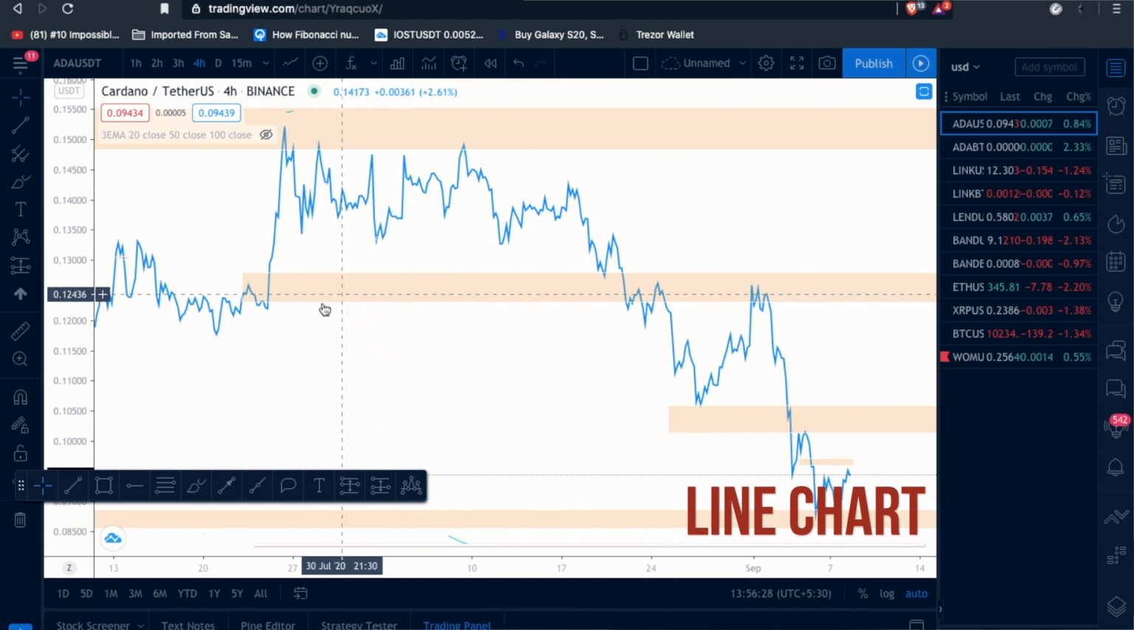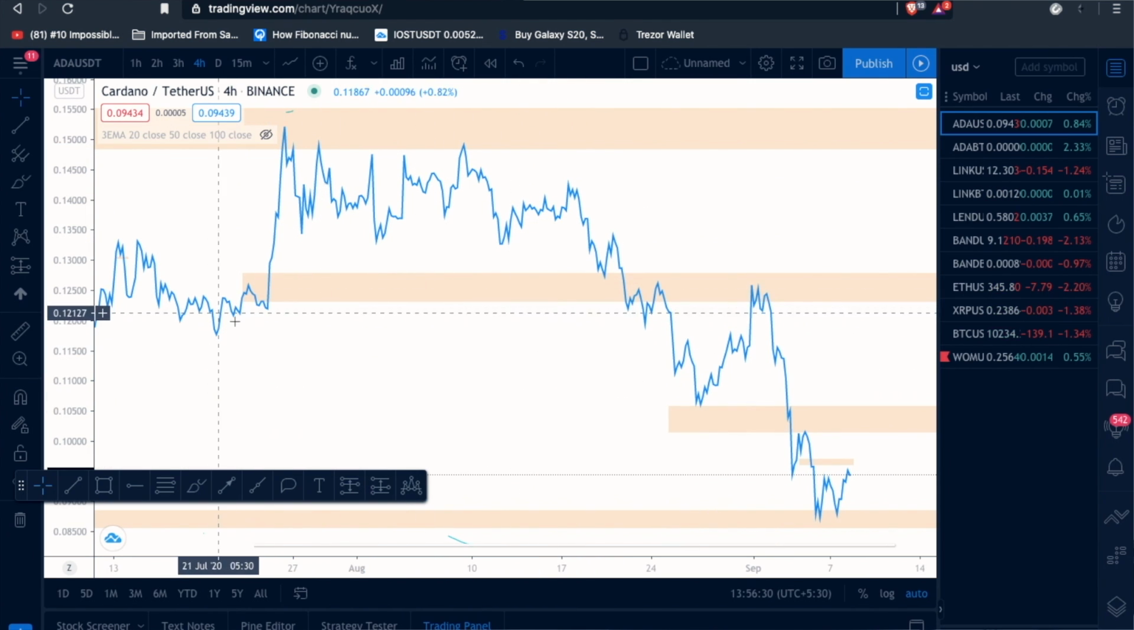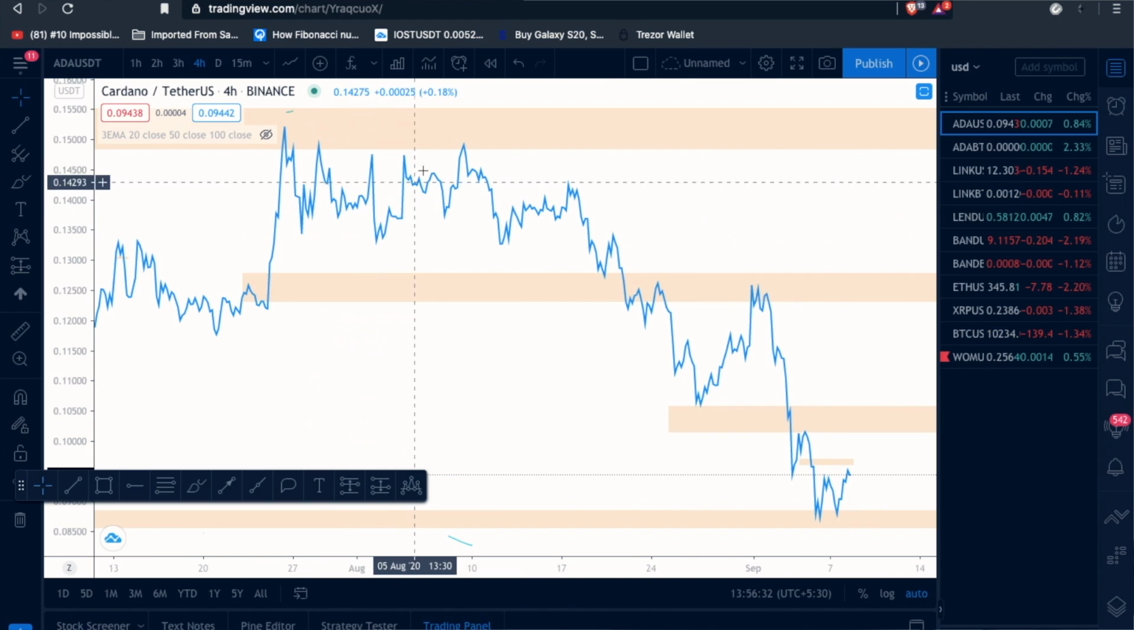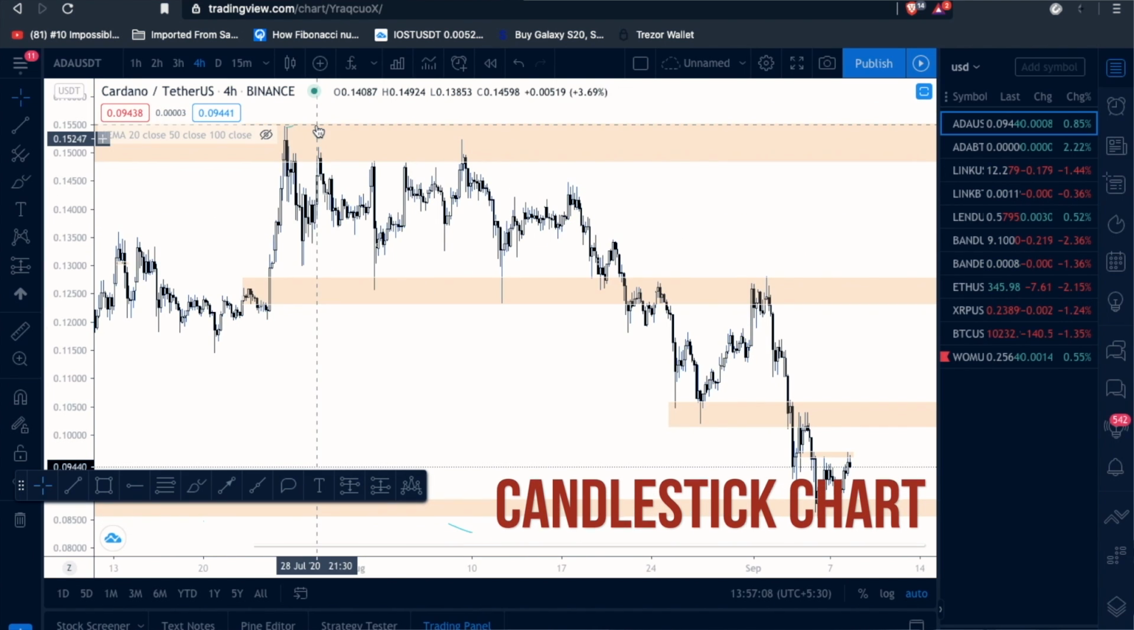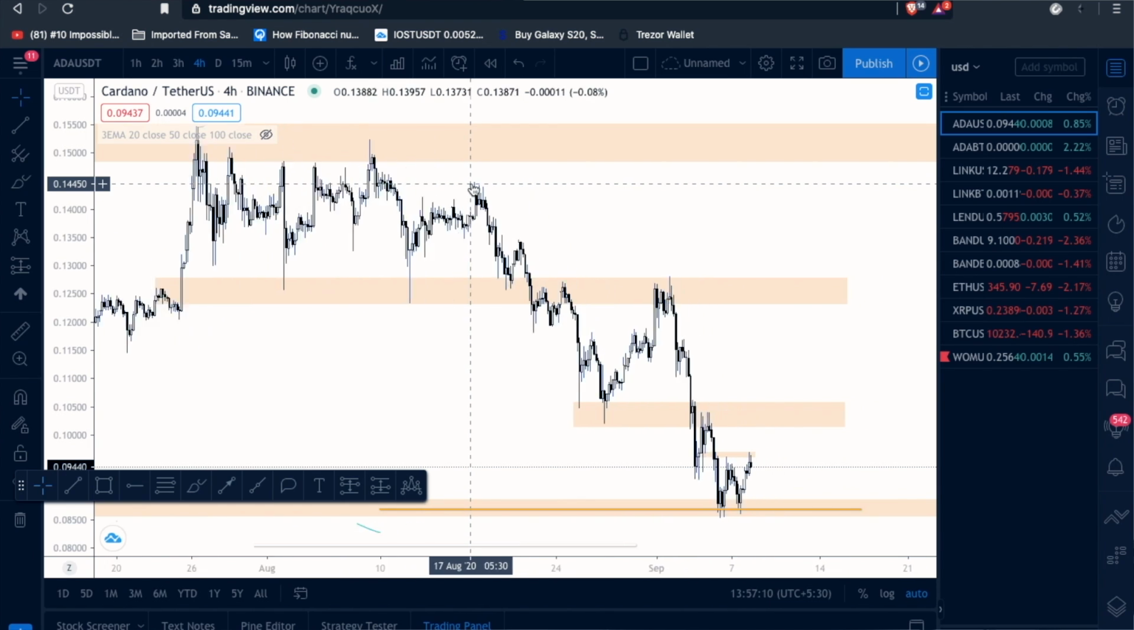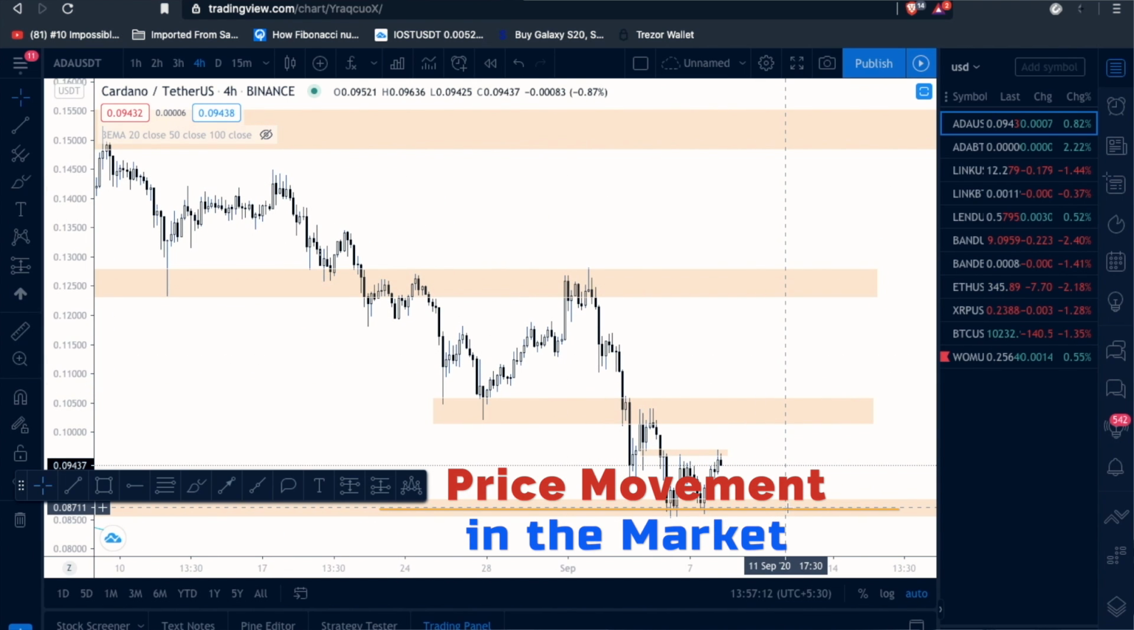When you use a line chart, whatever the movement going on in the market is represented by a line. And when the line moves up, it means that the price is moving up or the price is rising. And when the line moves down, it means that the price is moving down or falling. In the same way, when you use a candlestick chart, the candlesticks show the price movement in the market. Candlesticks are the most preferred chart type for technical analysis. So let us learn about it.